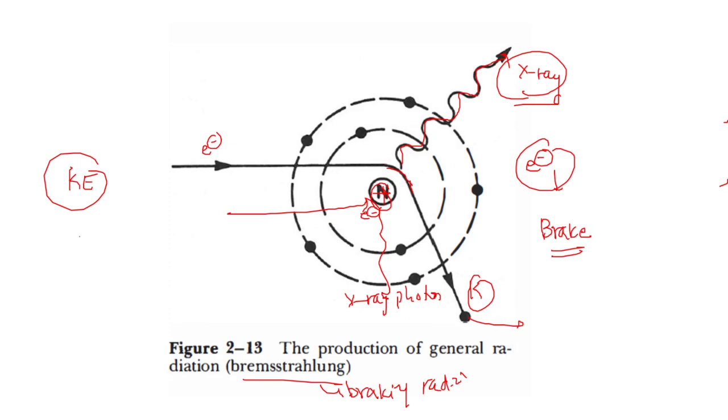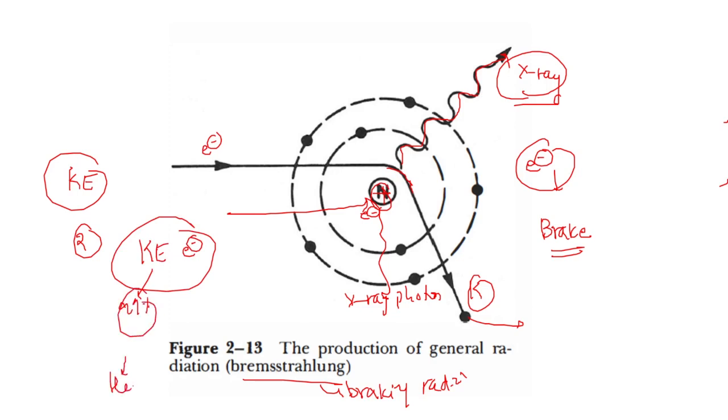There are two factors which will cause distribution of the energy produced by the Bremsstrahlung radiation. Of the kinetic energy of the electron, 99% is lost as heat, whereas only 1% of it is converted into X-ray.